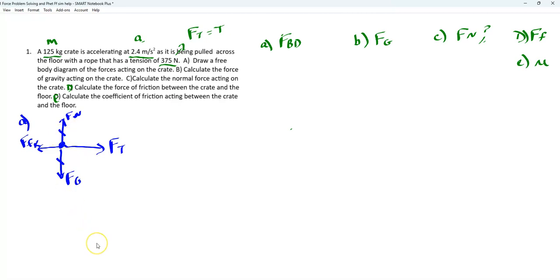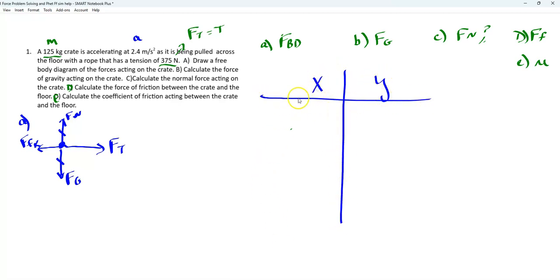We have the vertical being balanced. The horizontal is not balanced because we have an acceleration. So if we have a value for the acceleration, it is no longer balanced, and it is going to accelerate to the right as described in the problem. Okay, so that's A. We did our free body diagram. I'm going to set up the table next.